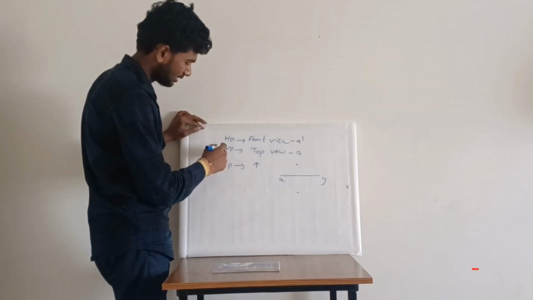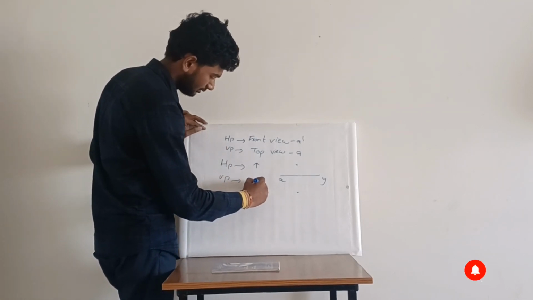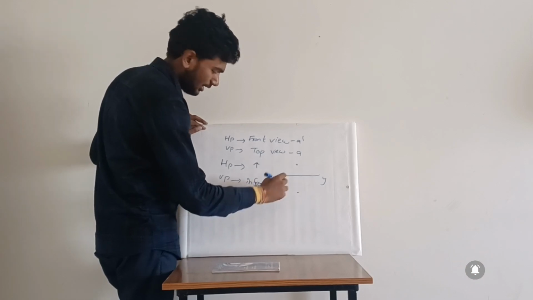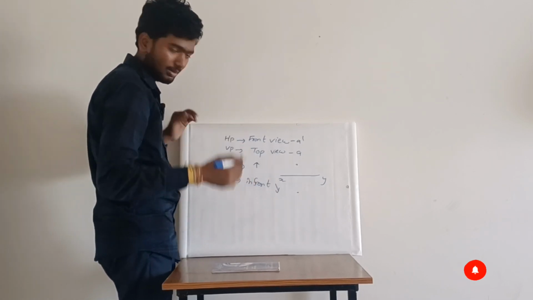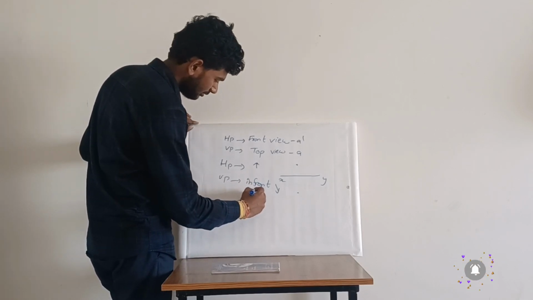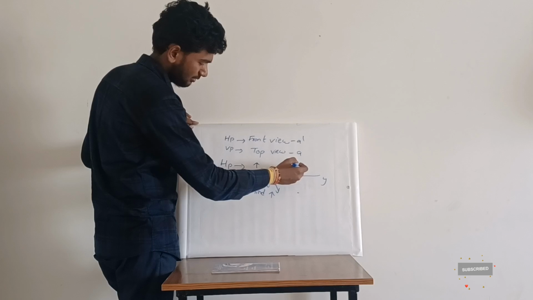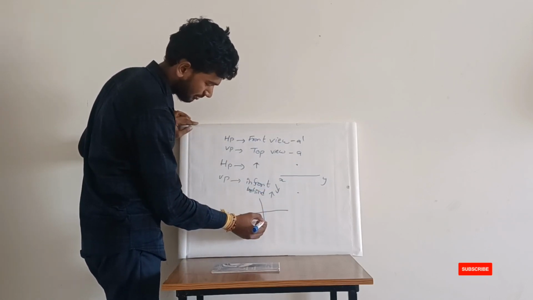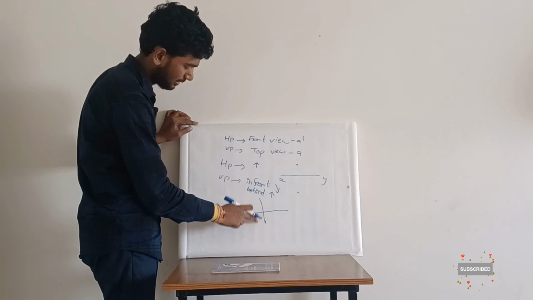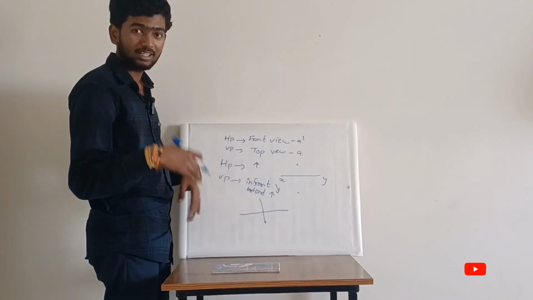Next, what we consider is the vertical plane. That means in front. In front means below the xy plane. Next, what is behind? Behind means we have to draw above the xy plane. This is in front of the vertical plane. This is behind the vertical plane. These are some basic concepts. Let us go into the problem.